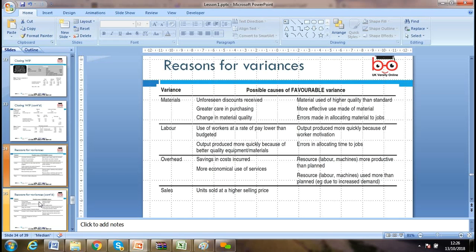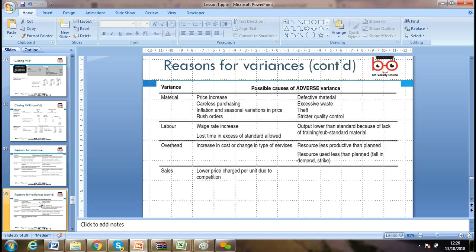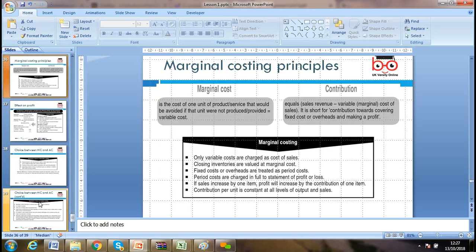For labor we have labor rate variance and labor efficiency variance, and overhead variances. These are the different reasons for variance. It can be price, it can be poor estimation. With sales, if you budget 100,000 of sales but you sold 150,000 worth, you sold 50,000 extra, and that 50,000 is a favorable variance. The adverse variance is when it's not in your favor. Different reasons can be inflation, poor estimation, carelessness.